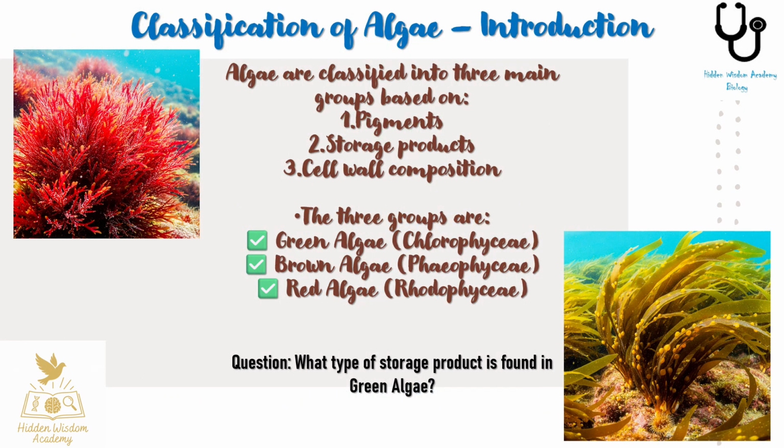Algae are classified into 3 main groups, primarily on the basis of their pigments, stored food materials, and cell wall composition. These 3 groups are green algae, also known as Chlorophyceae, brown algae or Phaeophyceae, and red algae or Rhodophyceae. Each group has its own unique features and ecological importance. In this part, we will focus on green algae, their structure, and their key characteristics.